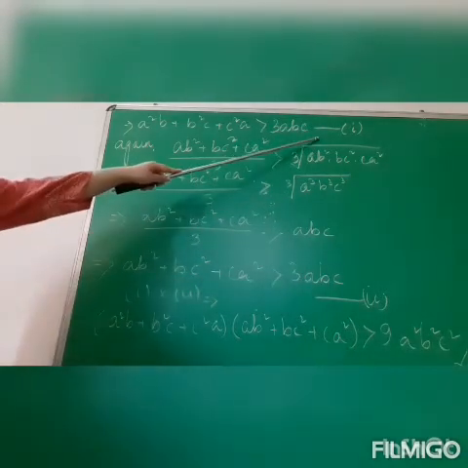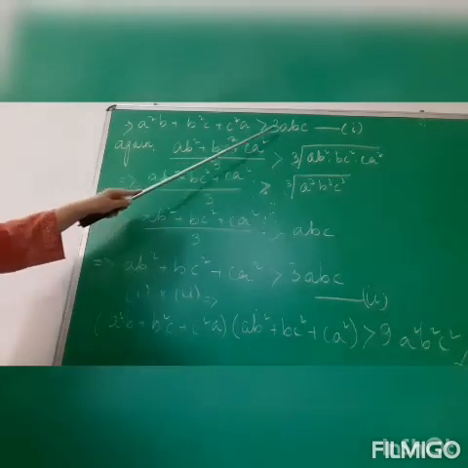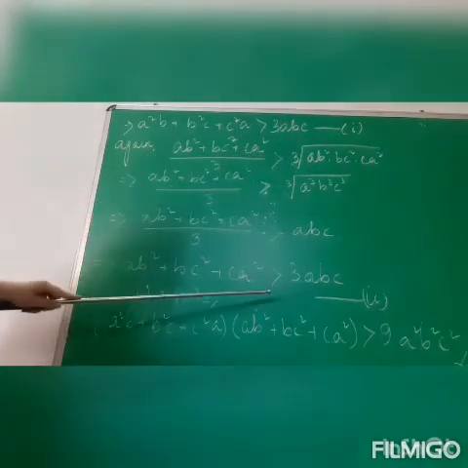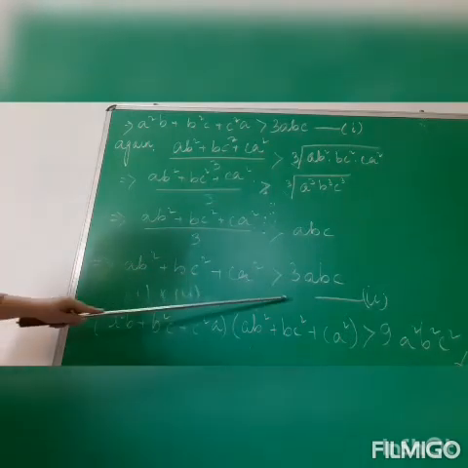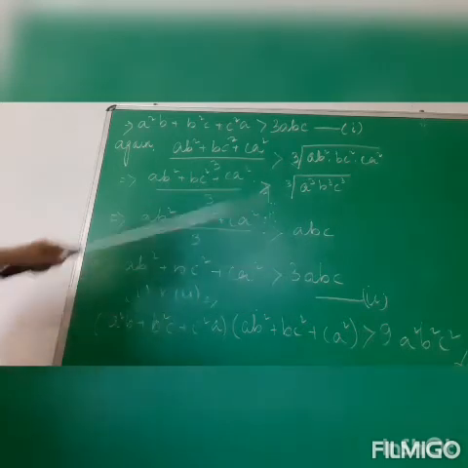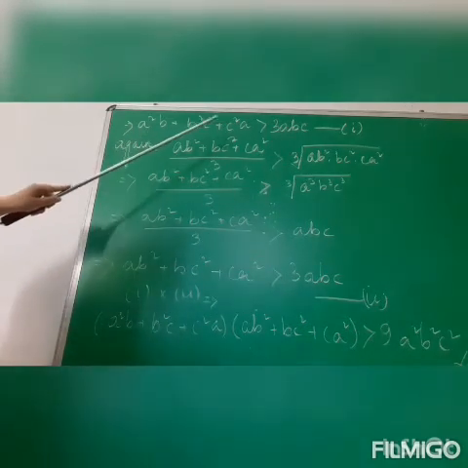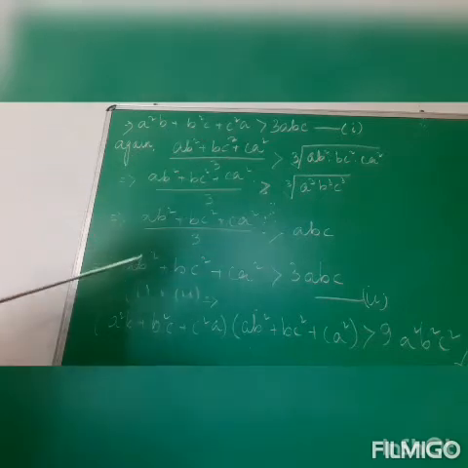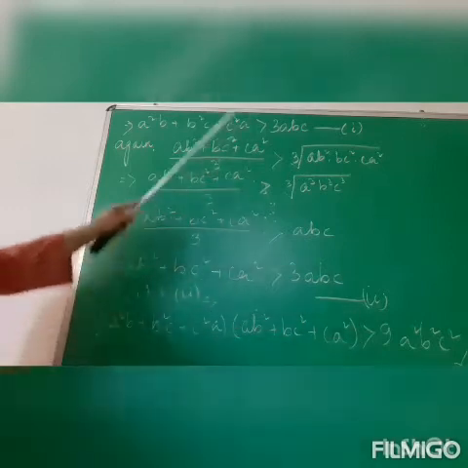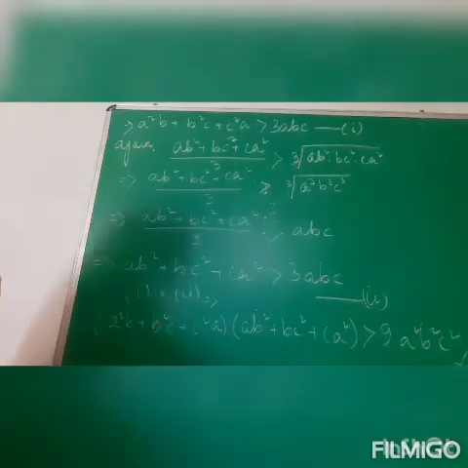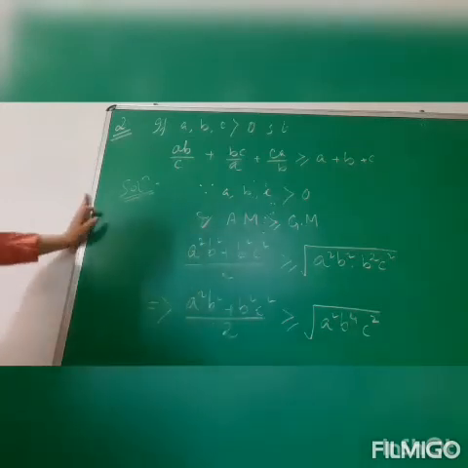This one, equation number 1, is a²b + b²c + c²a is greater than 3abc. And in equation 2 we get ab² + bc² + ca² is greater than 3abc. Now multiply these two equations, what do we get? a²b + b²c + c²a multiplied by ab² + bc² + ca² is greater than 3 into 3, 9, a²b²c². Okay. Now we will move on to the second question.